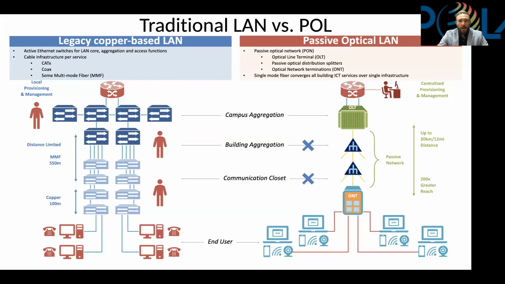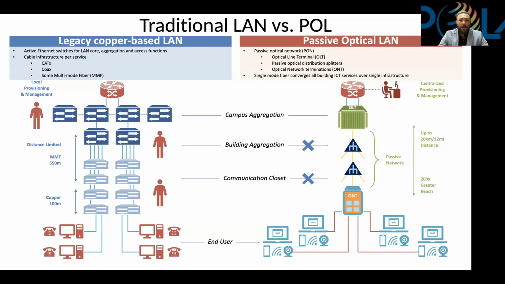Now, this is a really neat slide. It gives you a great comparison between our traditional LAN versus our POL system. On the left, we have our legacy copper-based LAN, followed by our passive optical LAN. You see a lot more equipment in our traditional LAN environment. We still have our core router up at the top. Then we have our campus aggregation, followed by building aggregation. And then we have our backbone feeders feeding all our intermediate closets, which are then patched into our end devices.